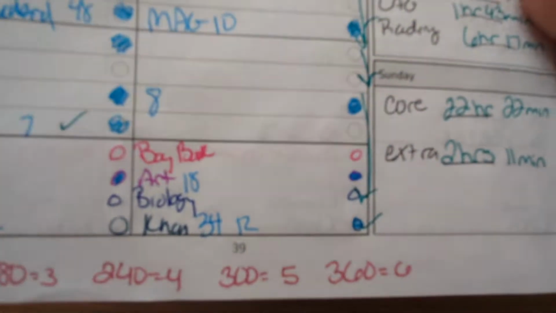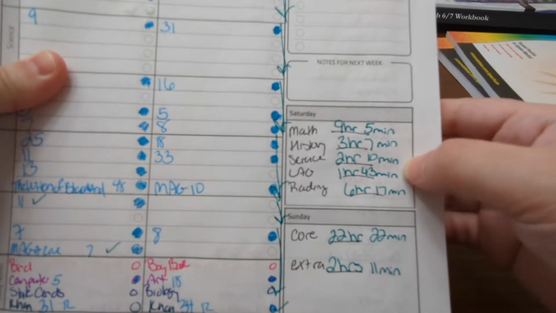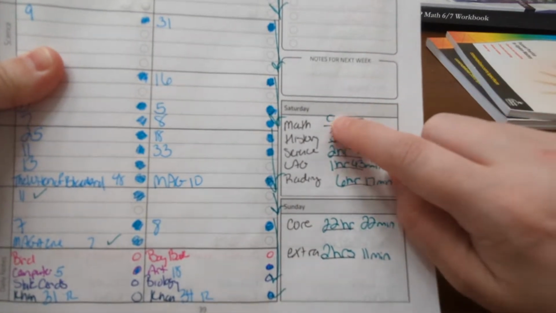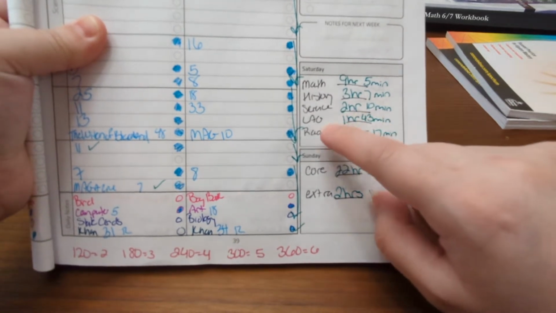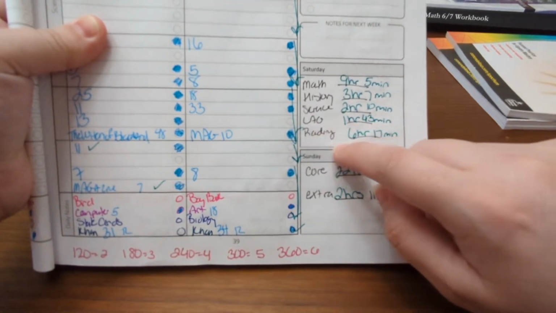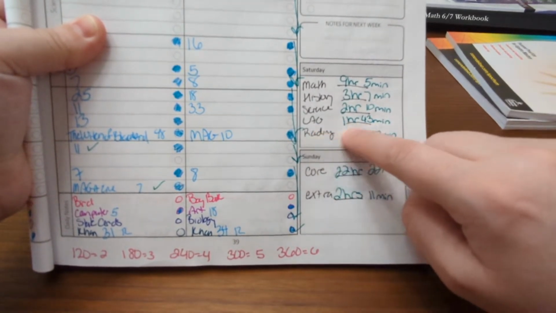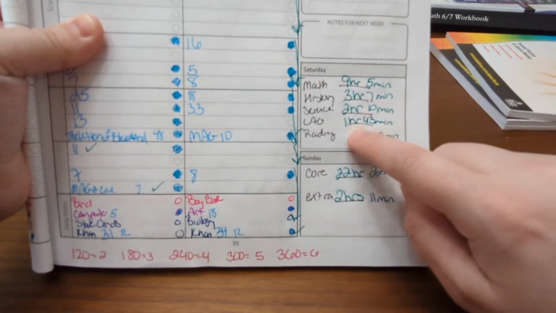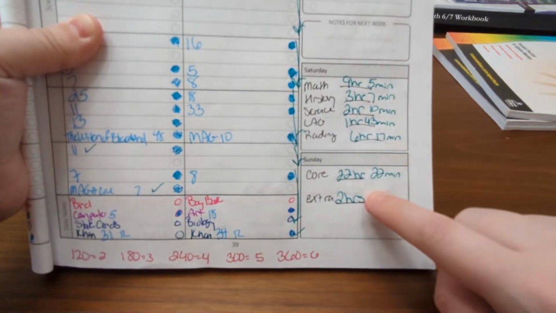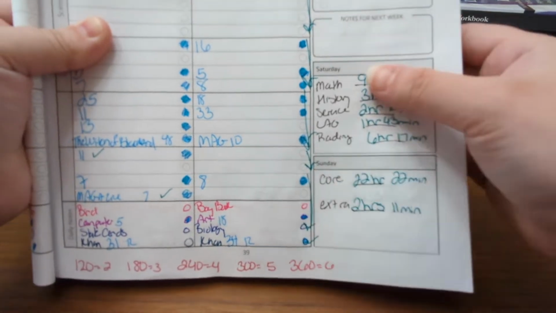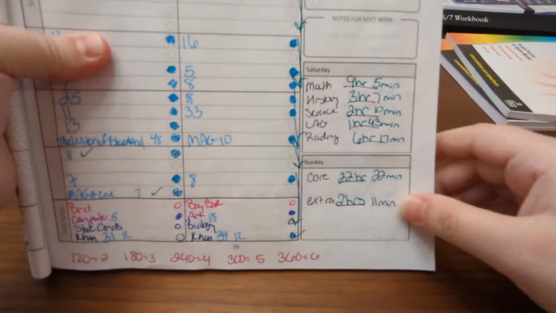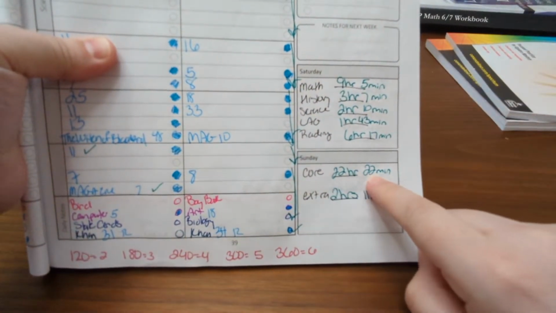And then what I do on this side is I add up everything. So for math, he did 9 hours and 5 minutes, all the way on down. We have language arts, that's what that is, reading. So for Missouri, they want to do core. So I add up all his core and I put it down here. So for core for that week, for week 9, he did 22 hours and 22 minutes.